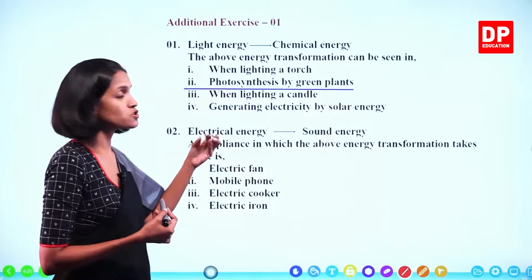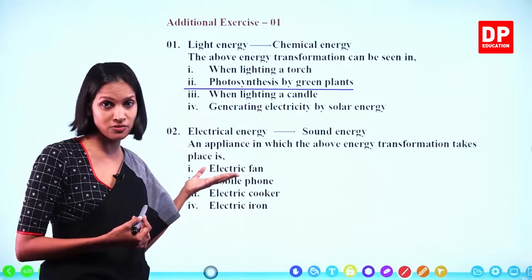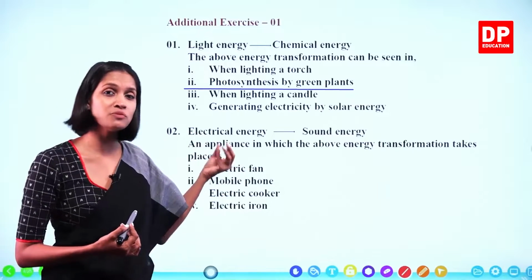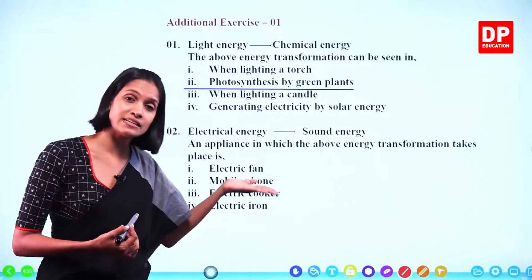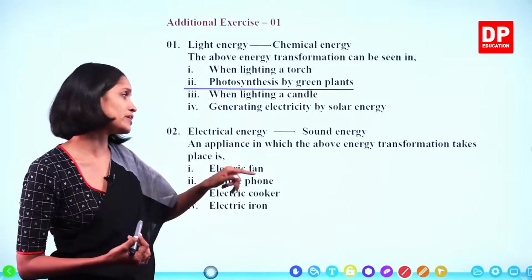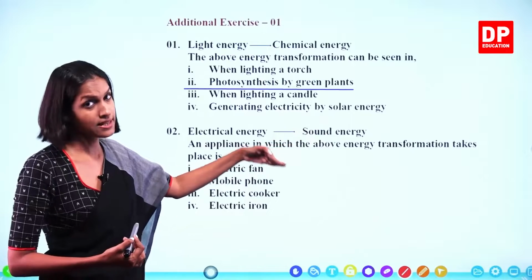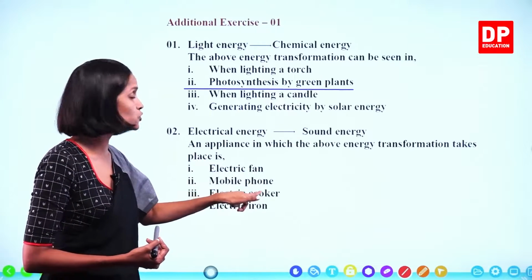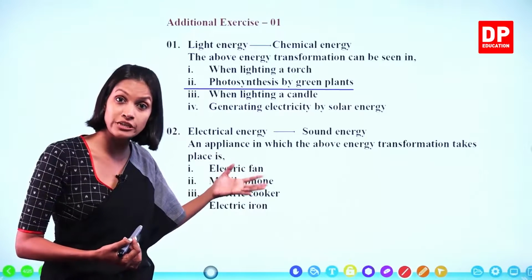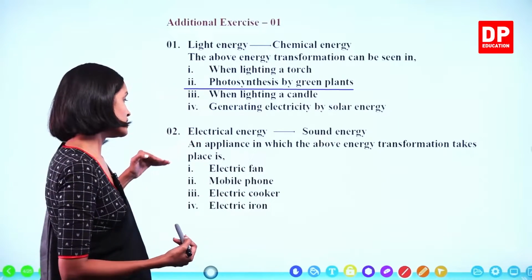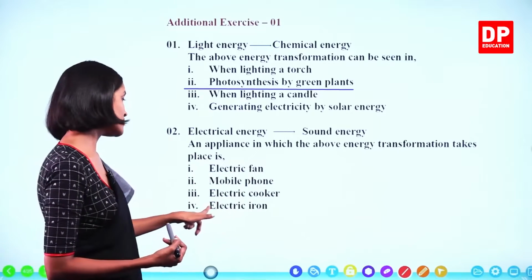Mobile phone. So you all know that when using electrical energy, there's a battery in the mobile phone. Because of the battery, the mobile phone works. In that case, because of the battery, electrical energy is produced. You all know that it produces sound. It can convert it to sound energy. That is correct. Electric cooker, using the electrical energy, when electricity is supplied, the cooker gets heated up. Therefore, electrical energy is converted to heat energy there, right?